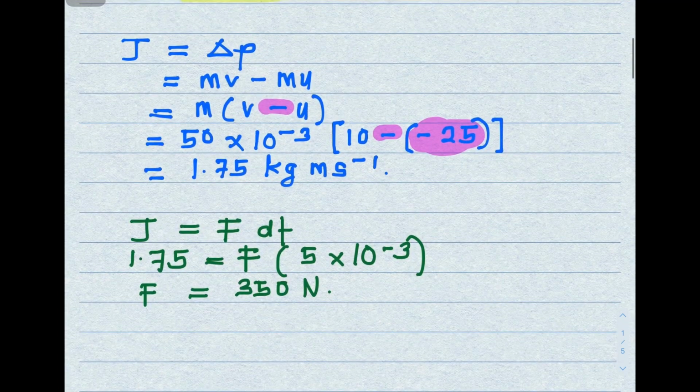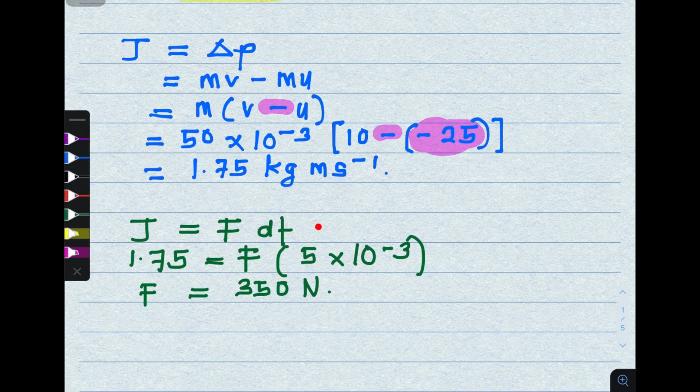After you get the impulse, we know that impulse also equals F dt. So just now you have calculated the value of the impulse, substitute it as 1.75, and we want to find the average force. So the F here refers to the average force. The time of impact, substitute it as 5 times 10 power of negative 3. Therefore, you will get that the average force is 350 Newton.